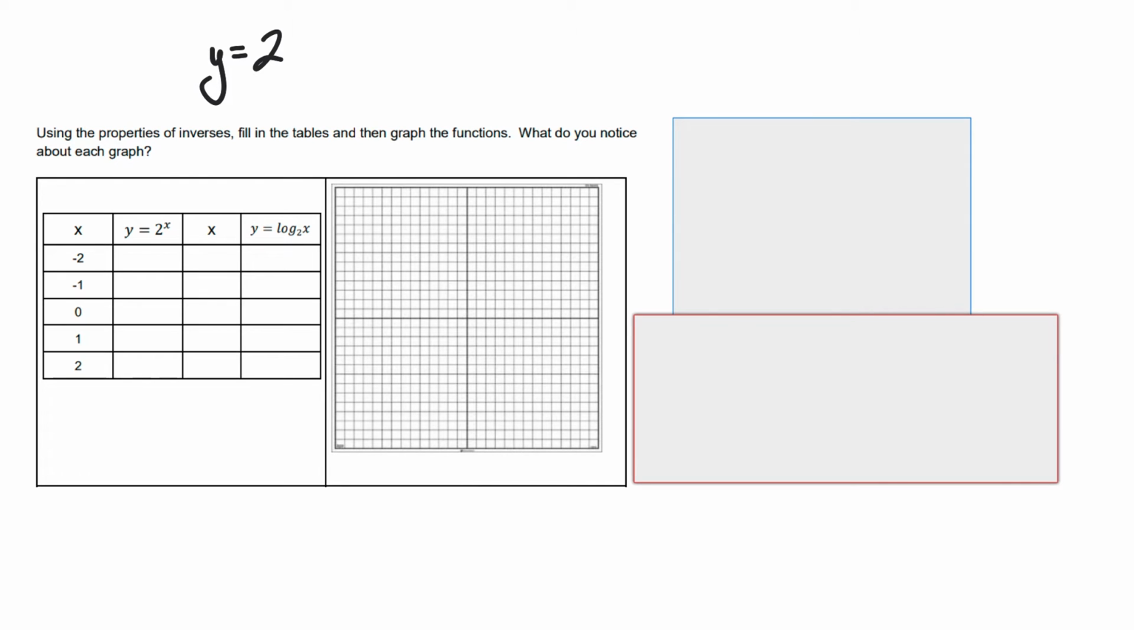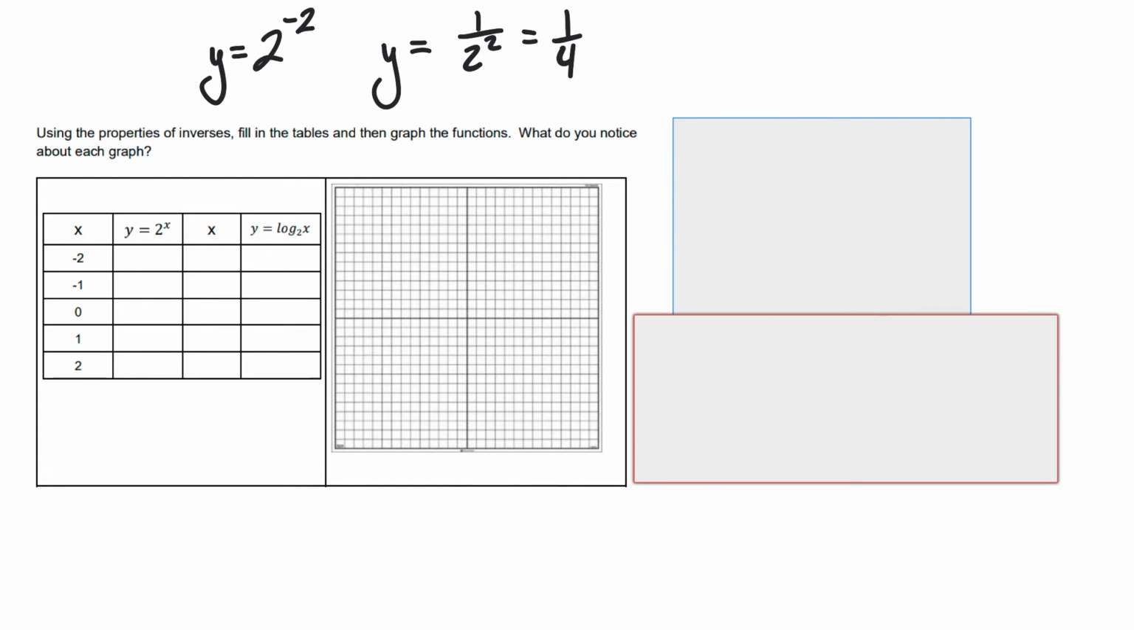So I'm going to go ahead and plug in our first value. We're plugging in -2 as an exponent to 2, so 2 to the -2 power. What this is saying is 1 over 2 squared, or 1/4.